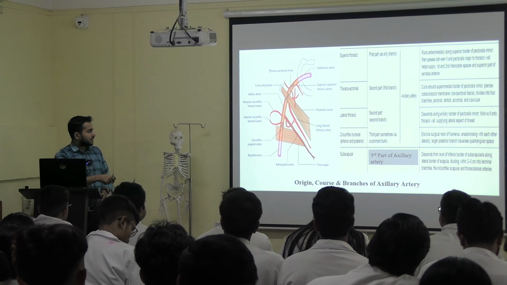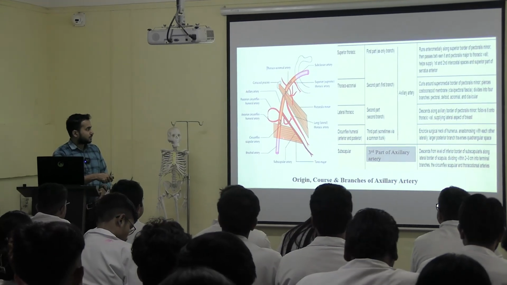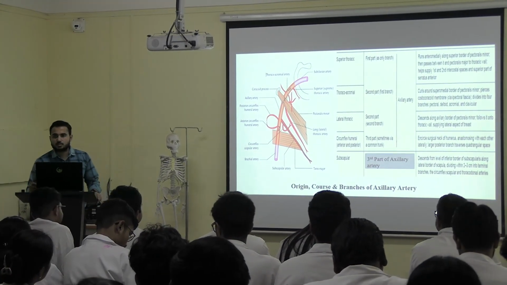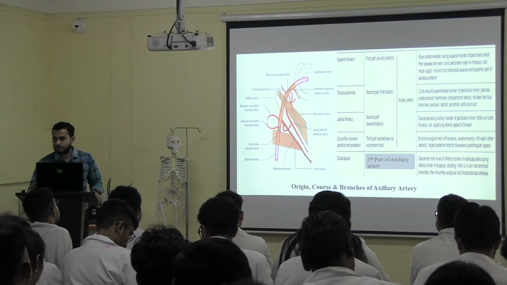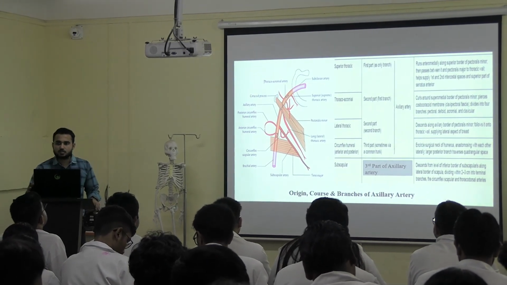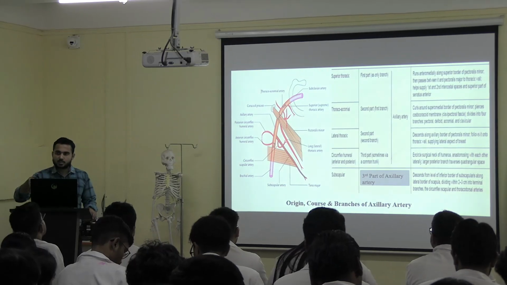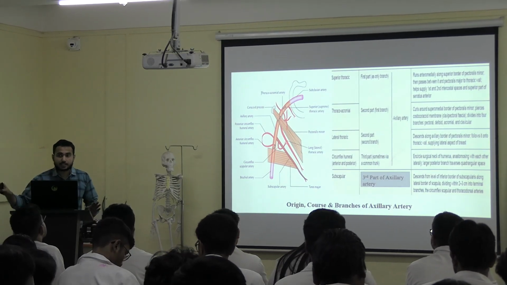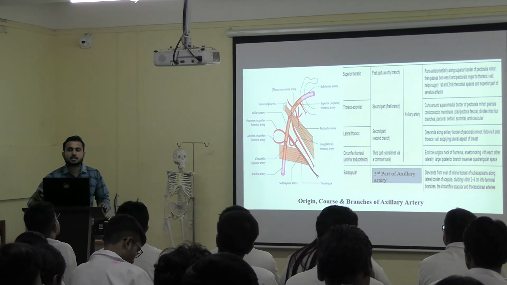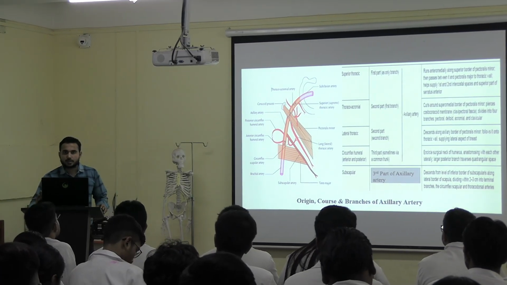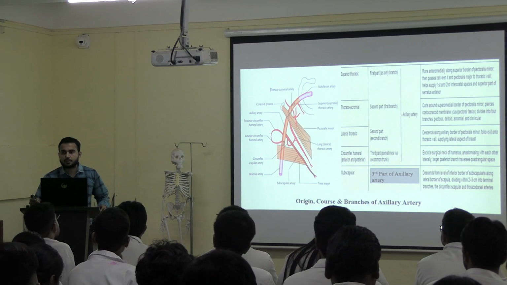Now where is the termination? When it is crossing the lower border of the teres major muscle, at that time it continues as the brachial artery. So that is the termination. That means the artery is not directly terminating; the artery is continuing, but the name of the artery is different. They have given one example.